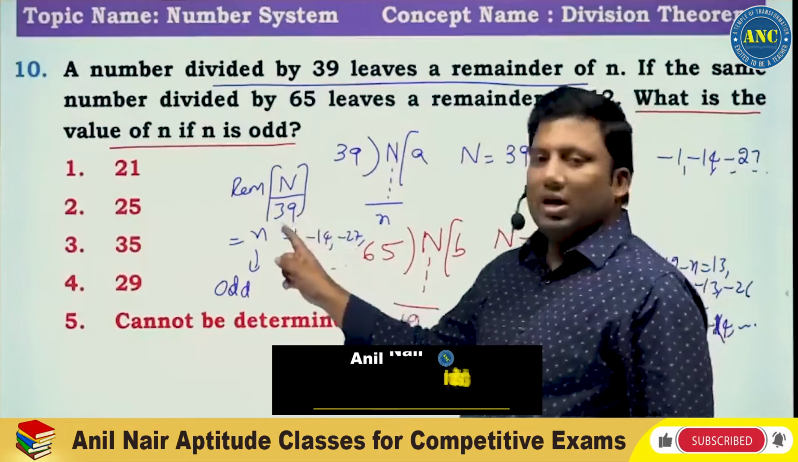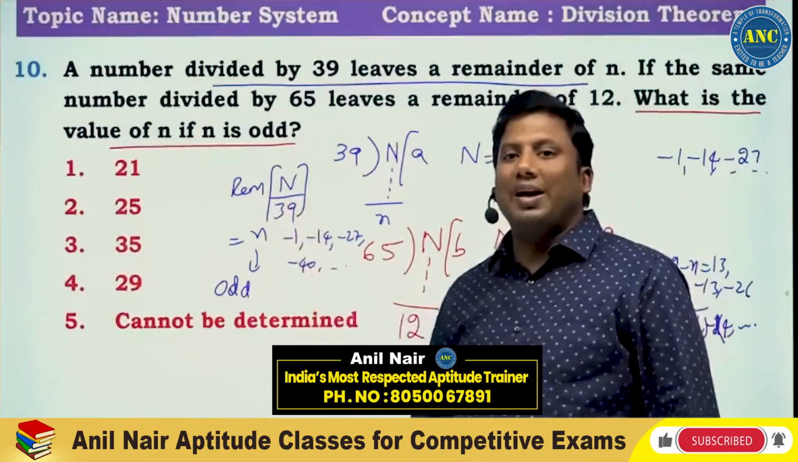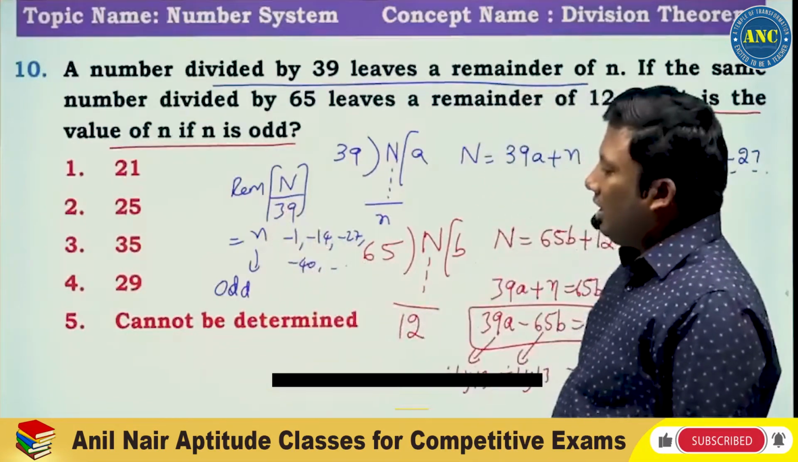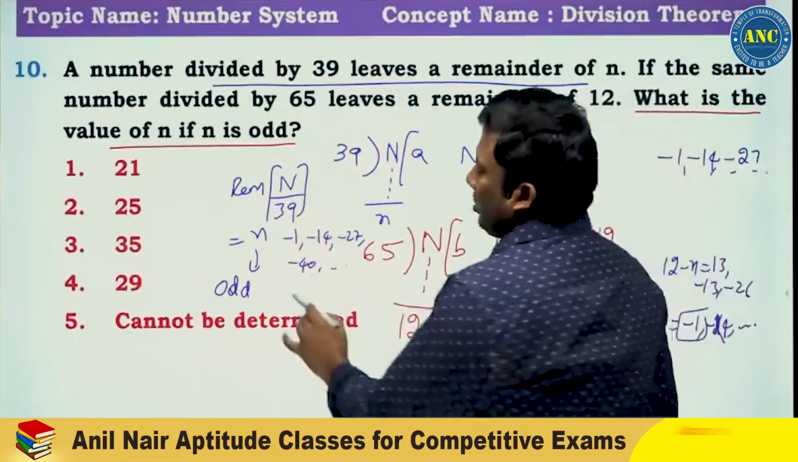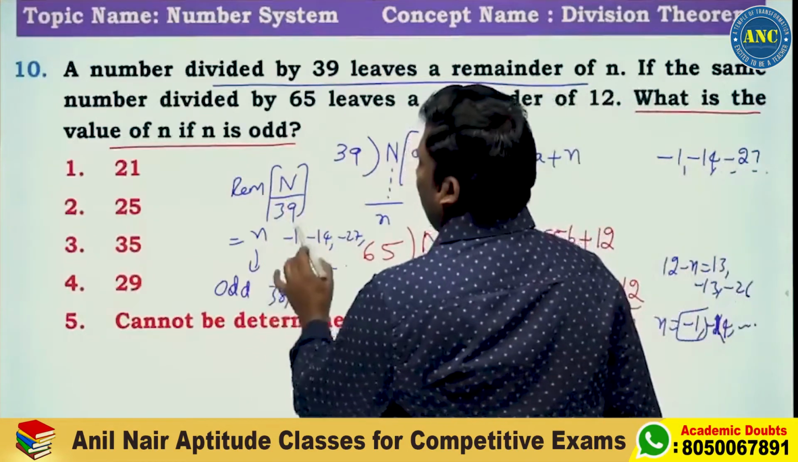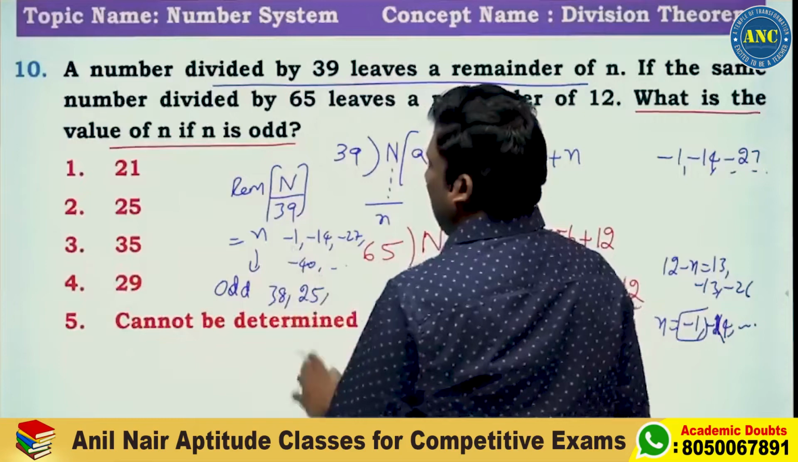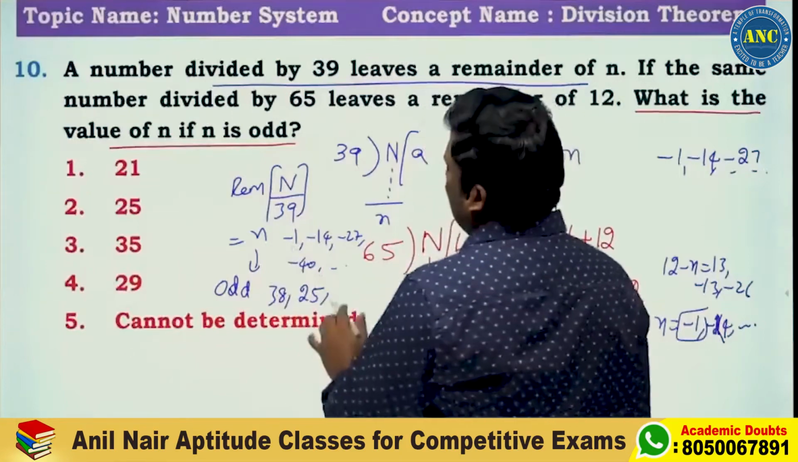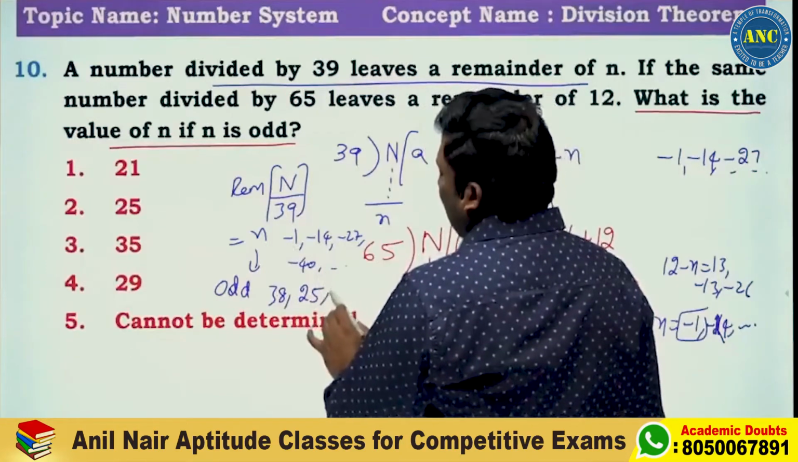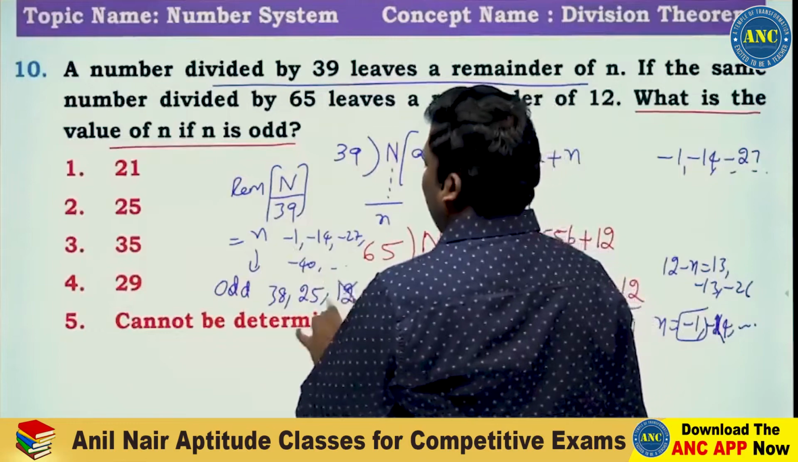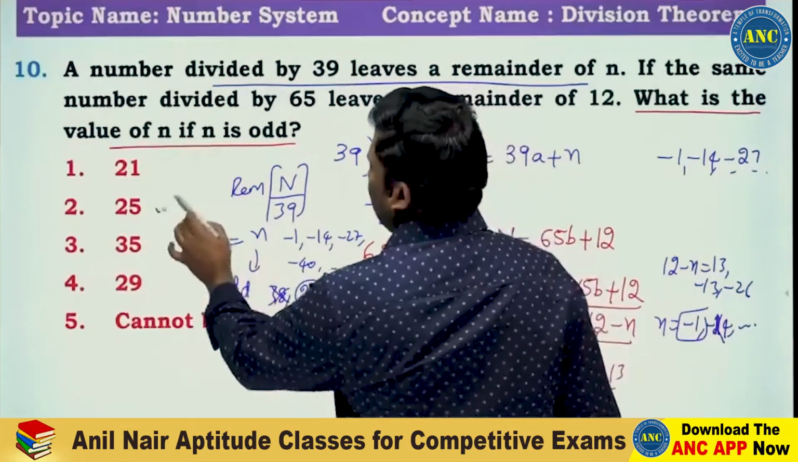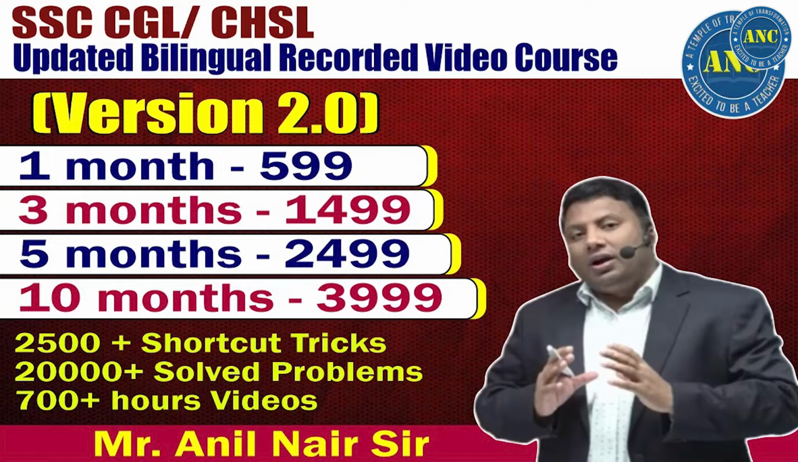39 minus 1. If you get a negative remainder, add the denominator. 39 minus 1 is 38, it is even. 39 minus 14 is 25, it is an odd number. 39 minus 27 is 12, it is an even number. So the answer is 25. I hope it is clear.